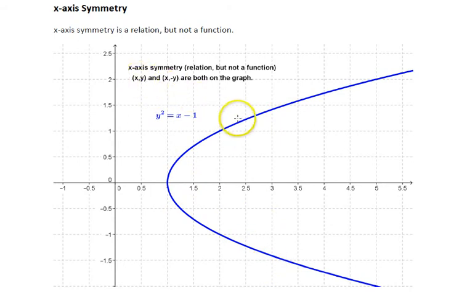If we take a point x, y on the graph, then the same x but negative y is also on the graph. Because of that, it will never pass the vertical line test for functions. There will always be at least 2 points on the same vertical line, and that rules out any of these x-axis symmetries from being functions.